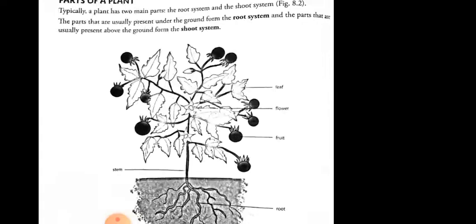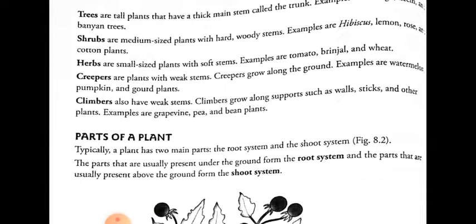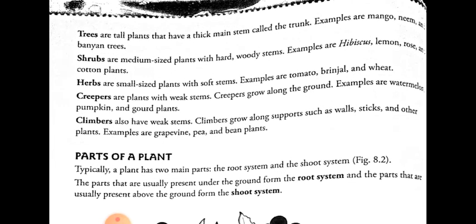The types of plant which we have seen were trees, which are tall plants and have a thick stem which is called the trunk. Examples of trees are banyan tree, mango tree and neem tree. Then we studied about shrubs. Shrubs were medium sized plants with hard woody stems. Examples of shrubs were hibiscus, lemon and rose.